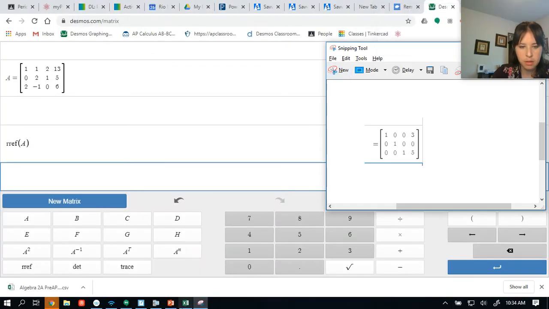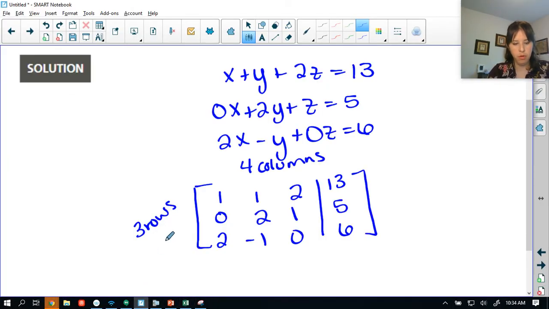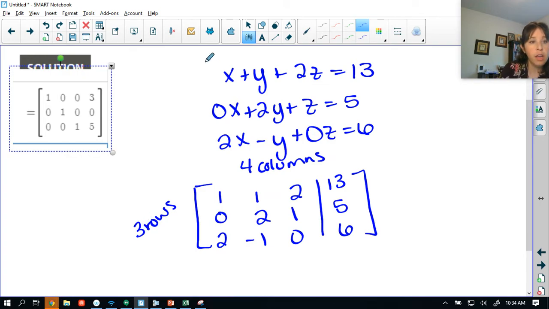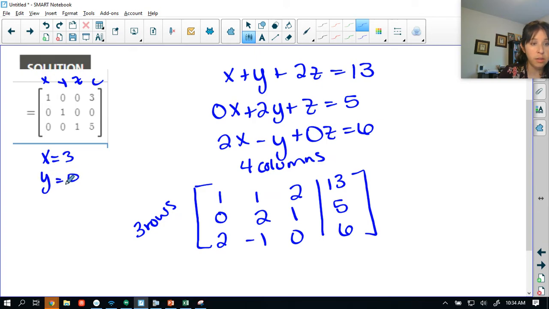I'm going to grab it and bring it back to here. And again, what this is saying, this is my X column, my Y column, my Z column, and my constants. So this is X is equal to 3, Y is equal to 0, and Z is equal to 5. All right, so that's how you use Desmos to solve the matrices.